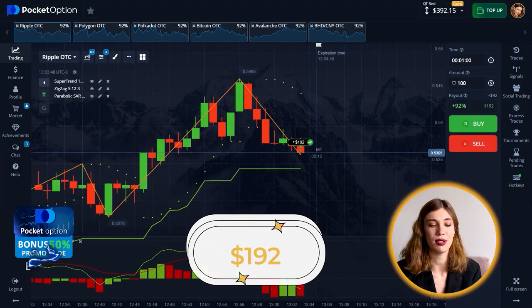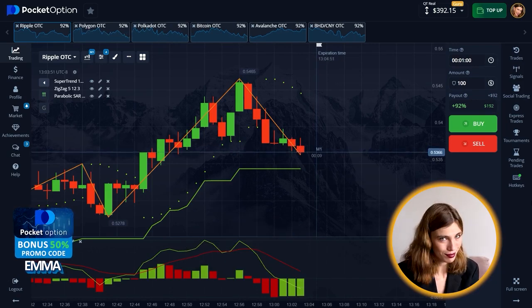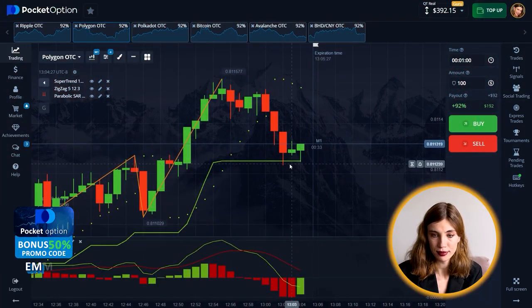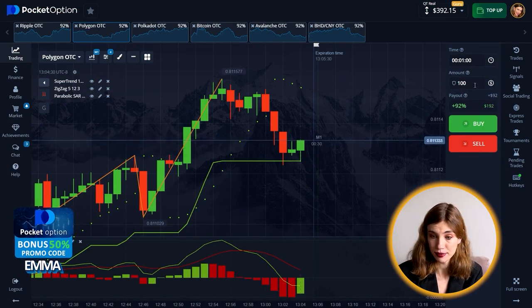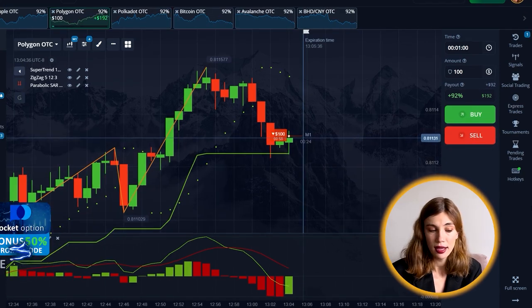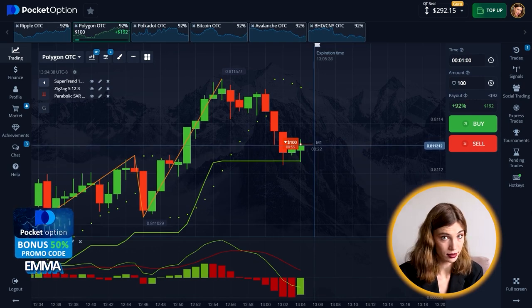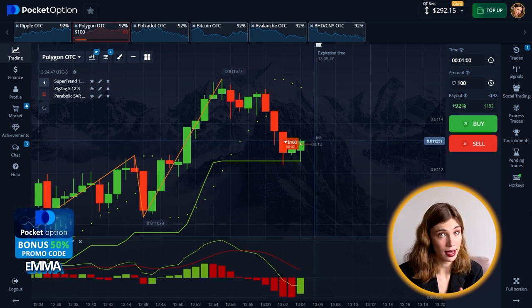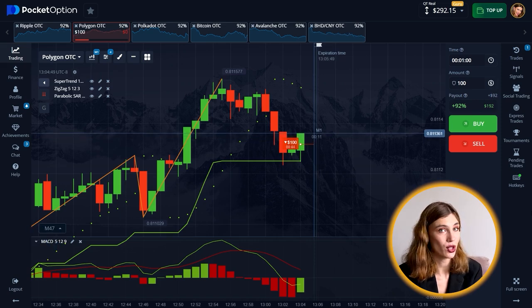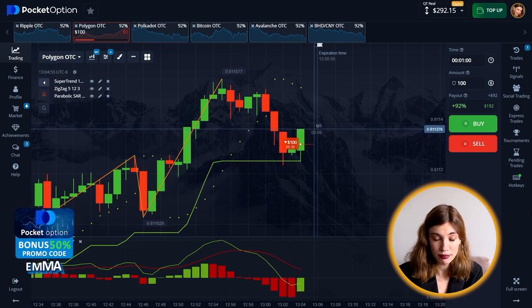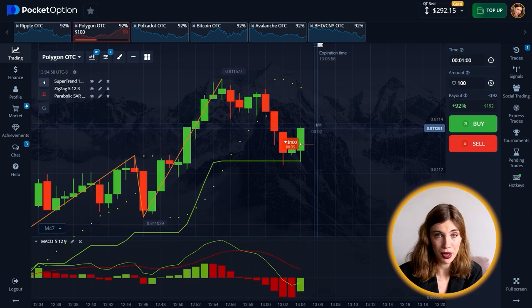$192. I do believe it's a great start. So let's keep going. Let's pick the next asset pair here and see what we can do with this. I'm going to keep the bet at 100 for now. We are expecting a break below the Supertrend line. The Parabolic SAR and MACD both indicate a short. Yes, it's going to be a put option.